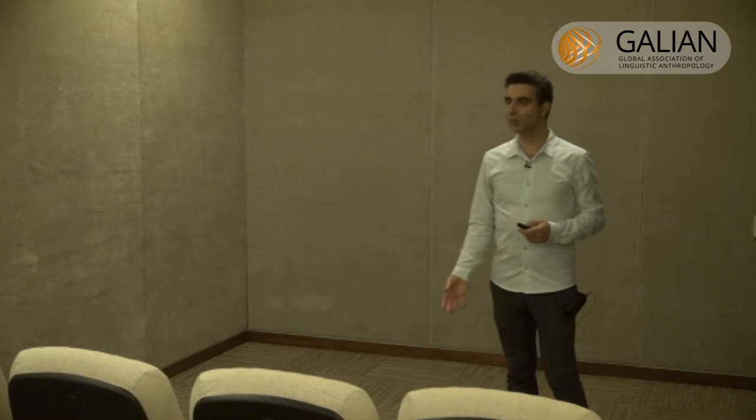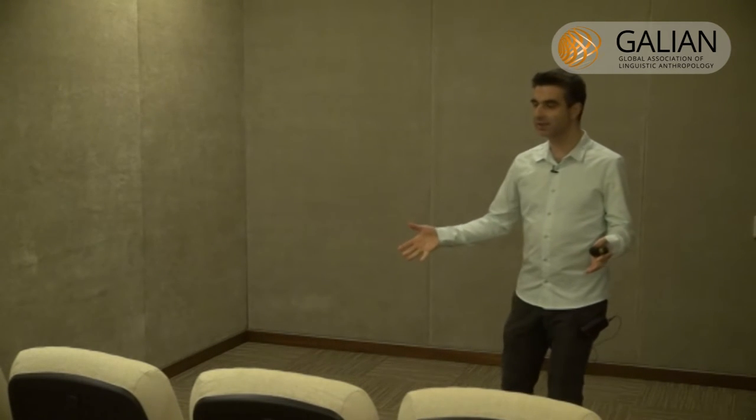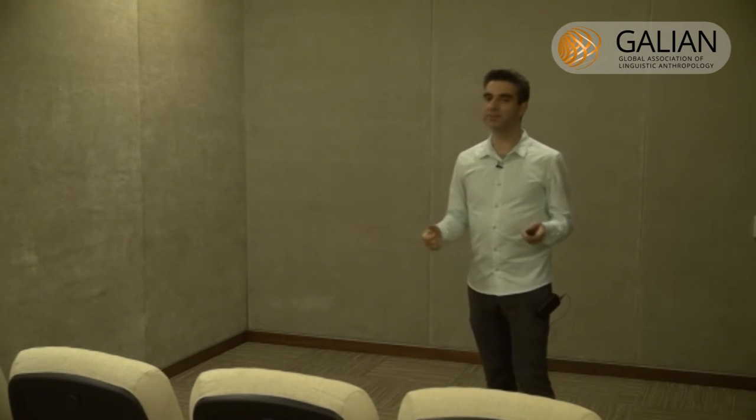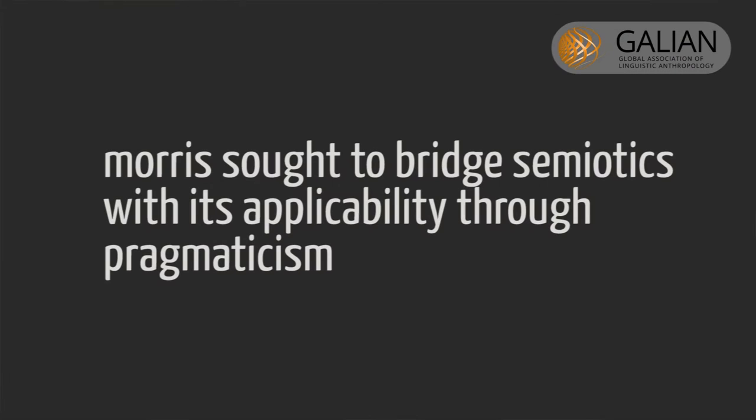Okay. Why? Because it is very situated in many different ways, and if it's a language, of course, a linguistic action, then it becomes a linguistic anthropology of behaviorist semiotics, because there is a reaction towards an action. So this becomes a linguistic anthropology of behaviorism, or semiotics in a behaviorist way. So what did Morris seek to do then? Morris sought to bridge semiotics with its applicability through a sort of pragmaticism. So there was a bridge between semiotics and the pragmatical manifestation of the sign.